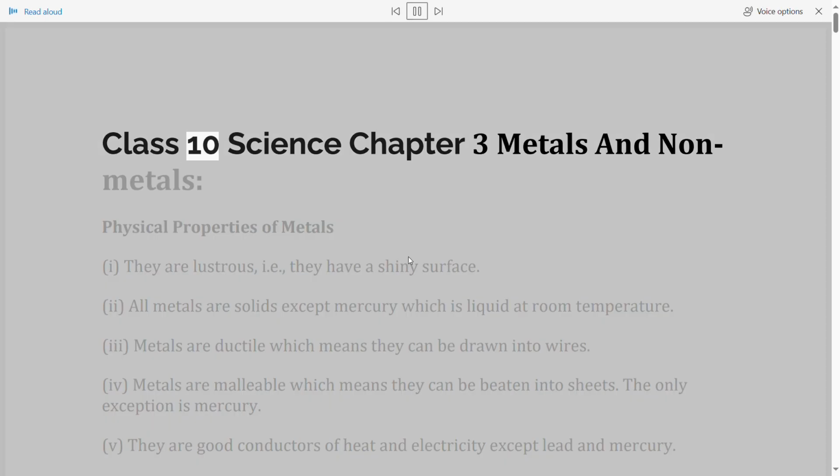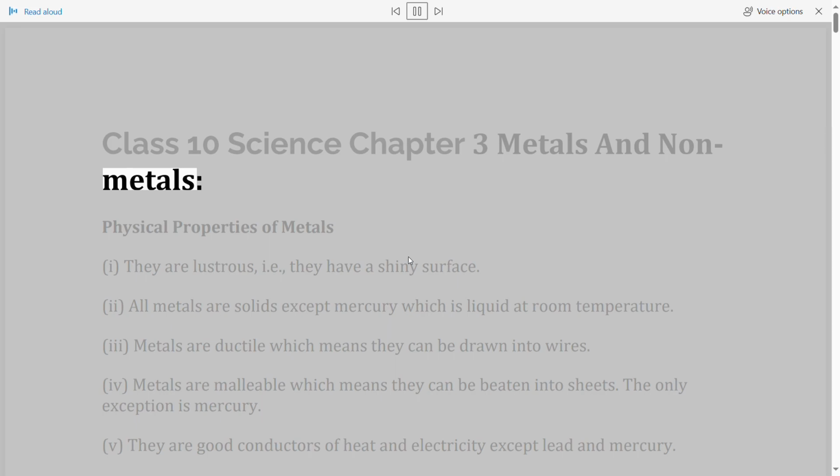Class 10 Science Chapter 3 Metals and Non-Metals. Physical properties of metals. 1. They are lustrous, i.e., they have a shiny surface. 2. All metals are solids except mercury, which is liquid at room temperature.